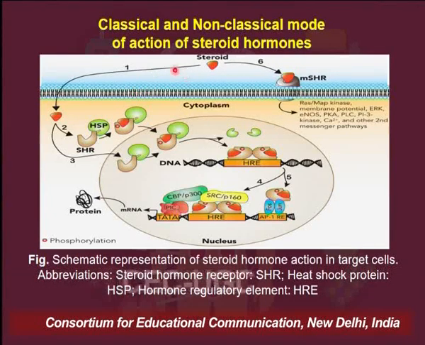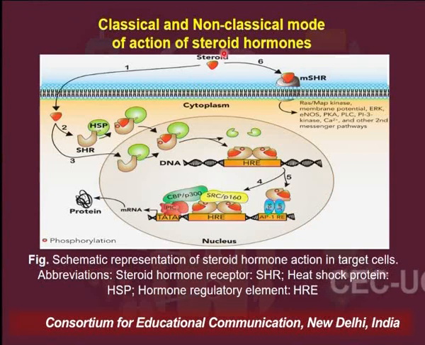So in one part here you can see the same mechanism of action which I have just explained, wherein you can see the steroid is entering the cell. So this is the plasma membrane lipid bilayer. The hormone is entering, interacting with the SHR, that stands for steroid hormone receptor, and thereafter it is getting dimerized, binding to the hormone response element, and thereafter the transcription is taking place by recruiting the co-transcriptional activators and so on. So this is the classical mode of action.